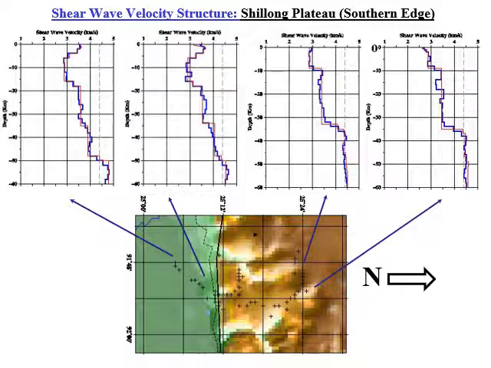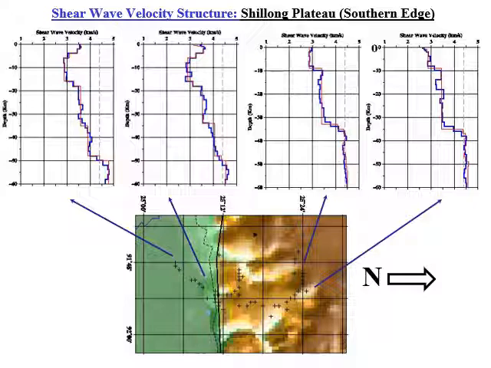I will rotate the map in order to actually look at the variation across the southern edge of the Shillong Plateau. So the map that you see at the bottom is pointing to the north towards your right, and on top I have 4 panels, 2 of them which are actually for receiver function joint modeling with dispersion data from the Bengal Basin, and the ones to the right, 2 of them are for the Shillong Plateau.